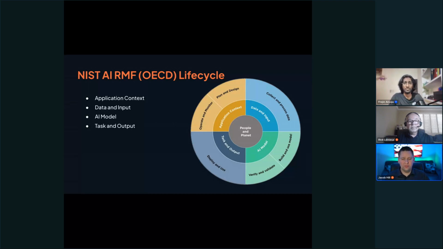Moving back to the application context in yellow, we operate and monitor the AI system continuously to ensure it is meeting its objectives and its output meets regulatory requirements and, again, ethical considerations. And finally, moving to people and planet in the center in gray, we want to mitigate any negative impacts of the AI system. We can move to the next slide.